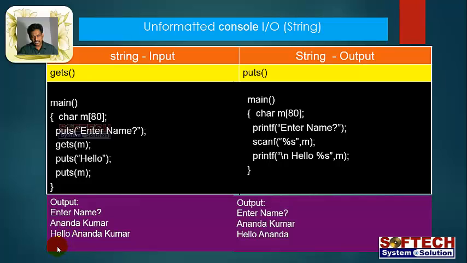Hello is the first line. The next line is Ananda Kumar. First, display enter name in a single line. The cursor waits on the next line only because it is a puts. If we give printf to display enter name, the cursor waits here in the same line. It accepts the input in the same line. If we want to go to the next line in printf, we just put the \n escape sequence. We will discuss the escape sequences in coming slides.